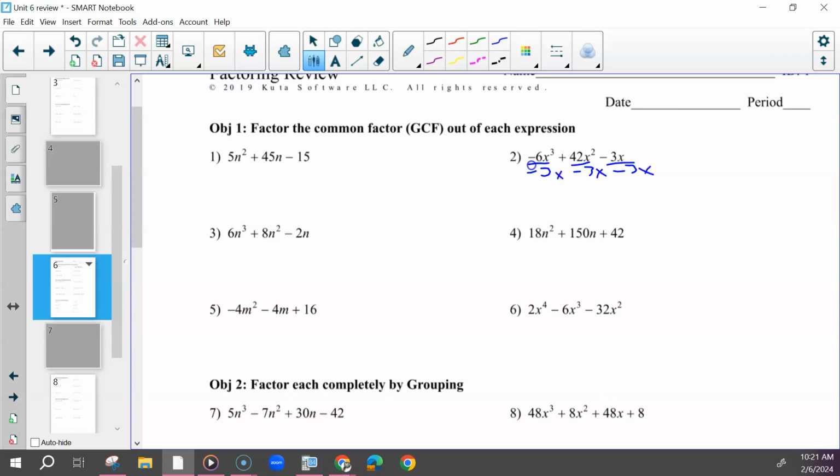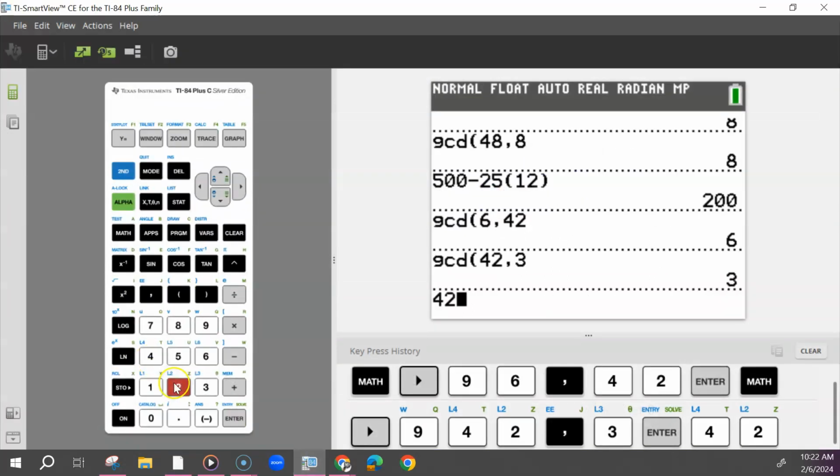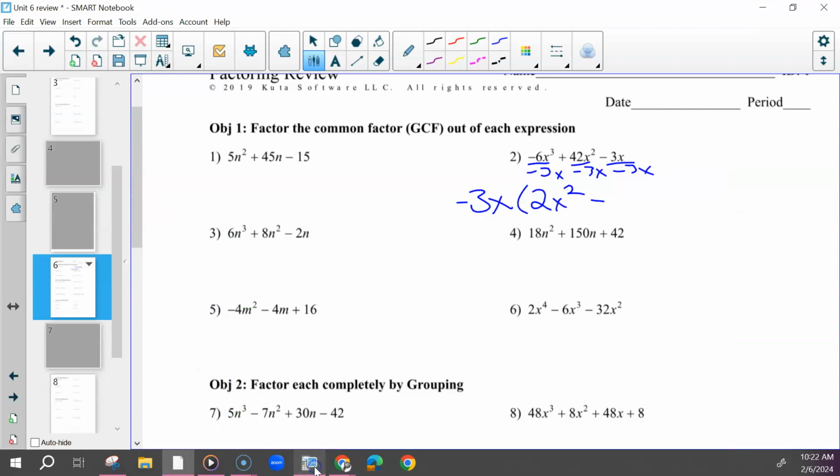Writing this part is not necessary. What's really necessary is writing the 3x outside of parentheses, dividing each thing and seeing what's left. So all of the signs are going to change. You have a positive 2, and then your exponent just drops down 1. So x squared minus, whatever that is, minus 14x, and then plus 1. However many terms you have when you factor out the GCF, you should have that many inside as well.